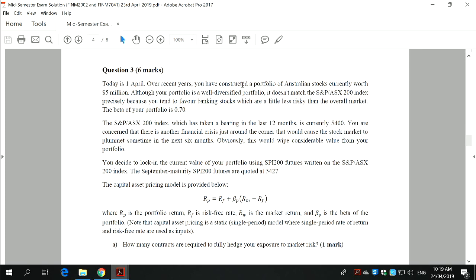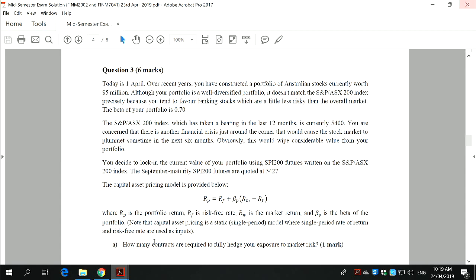And what the question tells you is the ASX 200 index has taken a beating in the last 12 months and is currently trading at 5,400 points. You are concerned there is another financial crisis just around the corner, and the market will be falling in 6 months' time. So you decide to lock in the current value of your portfolio. You want to make sure that your portfolio ends up roughly around $5 million.